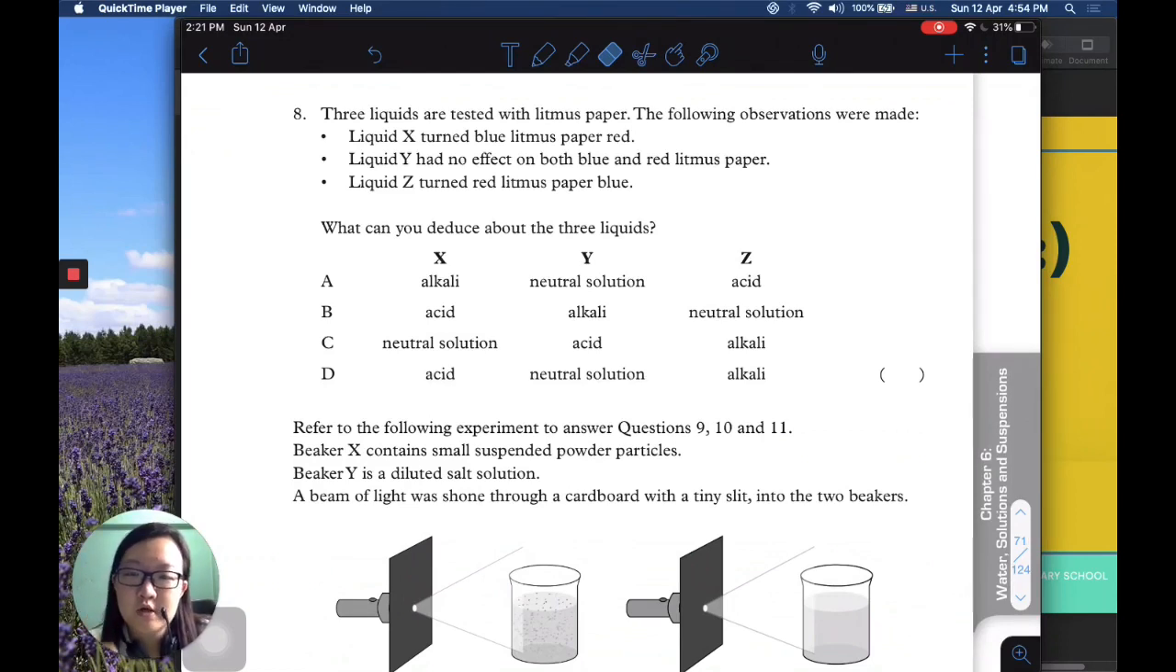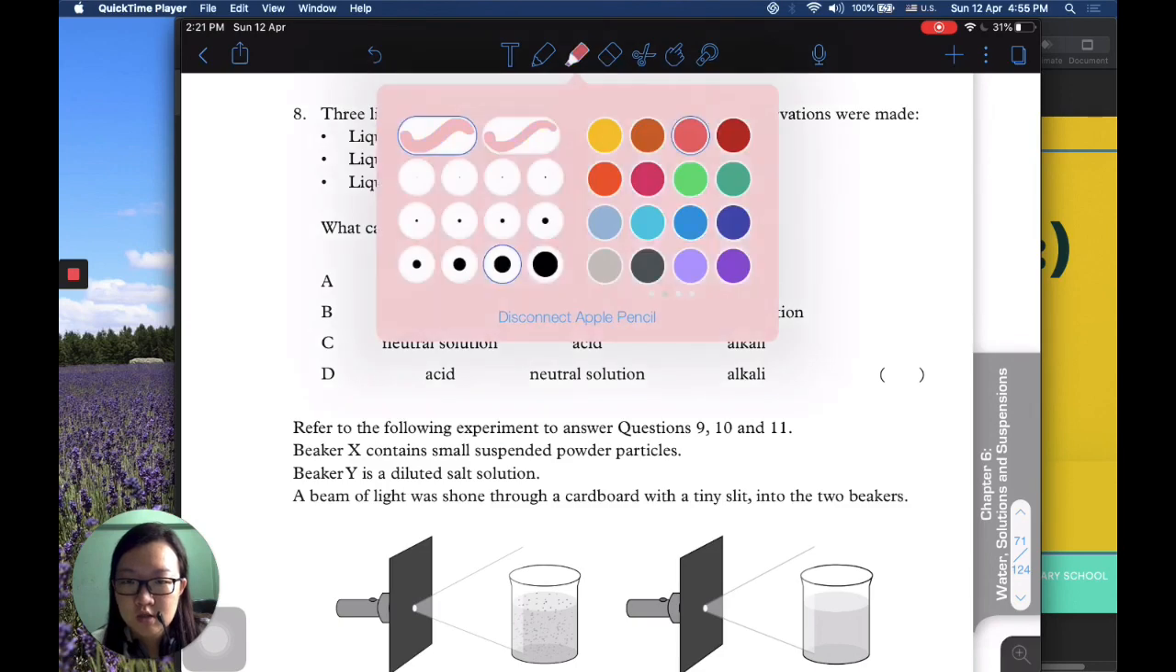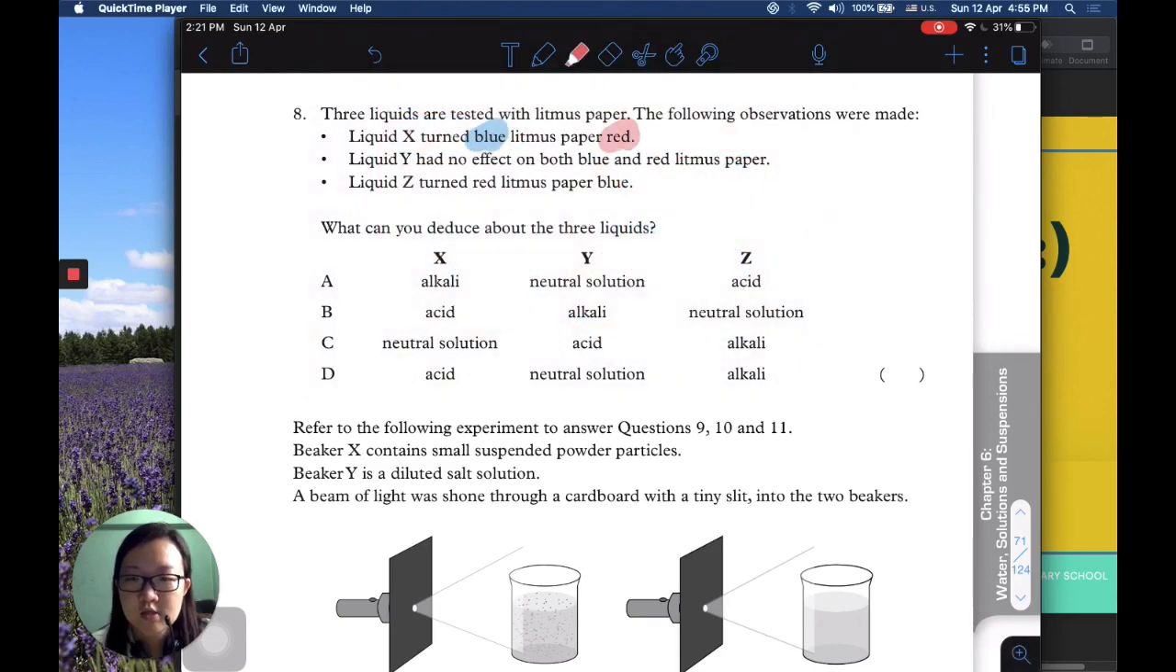Question 8. You have 3 liquids which are tested with litmus paper. The following observations were made. So number 1, your liquid X turned blue litmus paper red. Next, your liquid Y had no effect on both blue and red litmus paper. Liquid Z turns red litmus paper blue. Question asks you, what can you deduce about the three liquids?